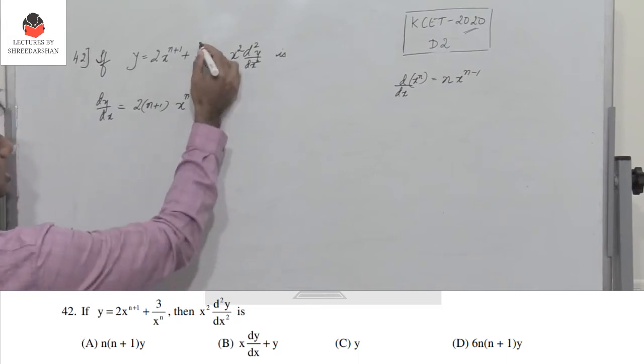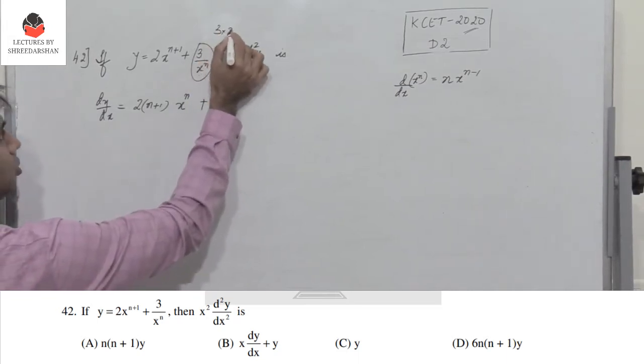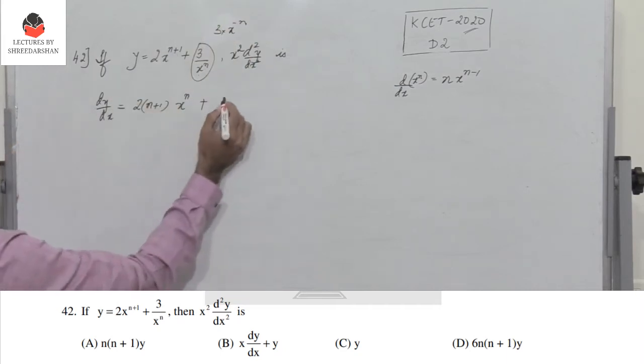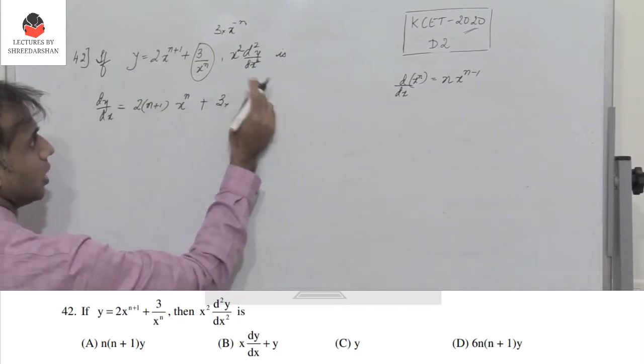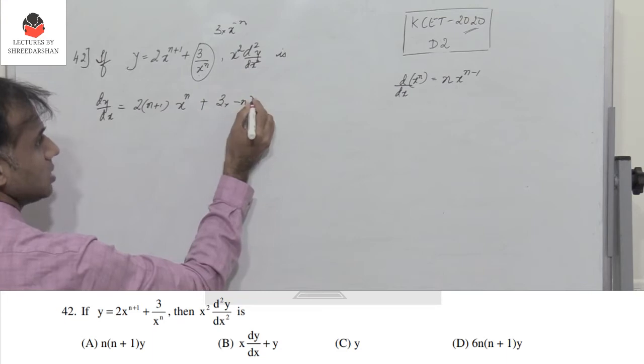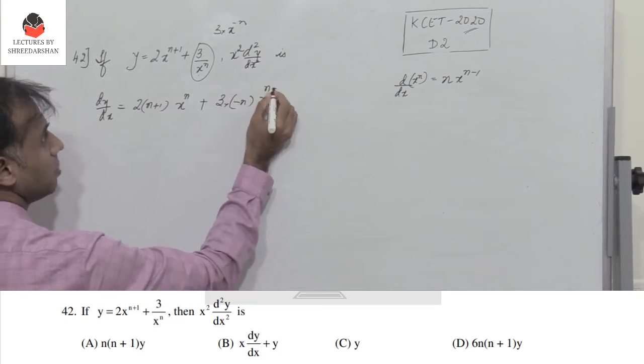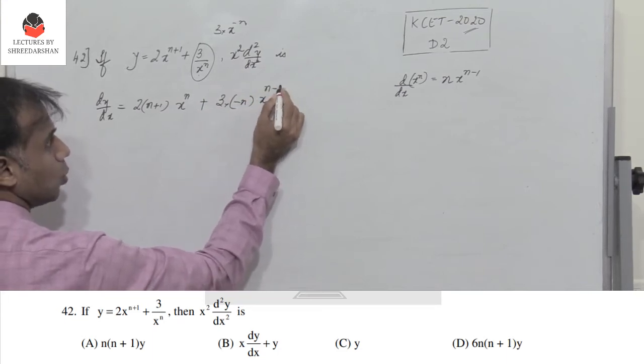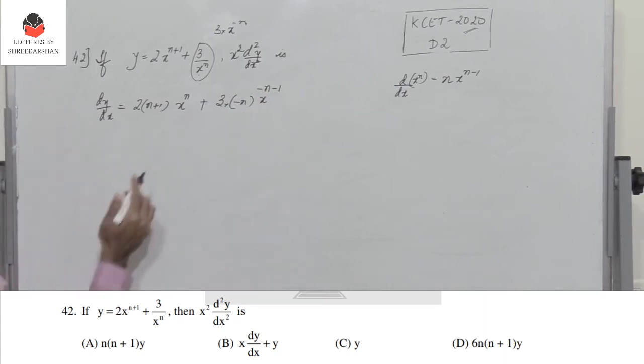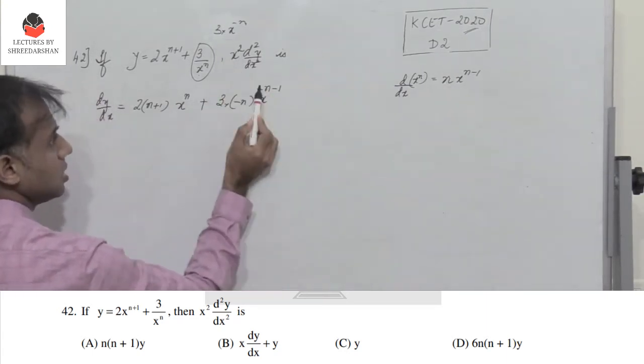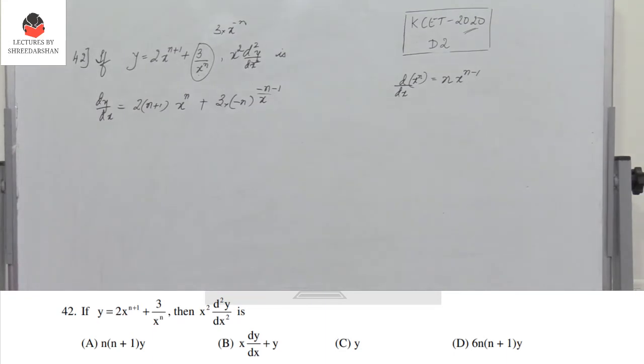Plus, so here this can be written as 3 into x power minus n. So I have 3 into, so instead of n I have minus n, so minus n into x power n minus 1 with a minus sign here. So instead of n I have minus n, so I write minus n minus 1.